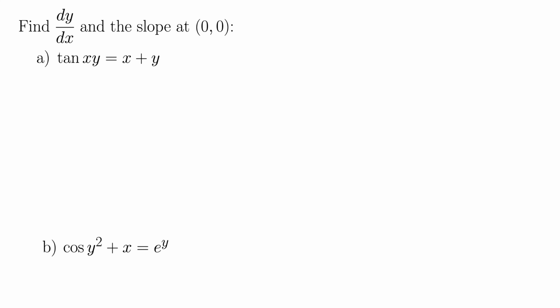Here we are practicing a little bit more implicit differentiation. We're asked to find dy/dx and the slope at (0, 0) for a couple of expressions here. For part A, we have tan(xy) = x + y. So if you're starting to get comfortable with implicit differentiation, pause the video and try this one out on your own. See if you can work it out, and then we'll try it together.